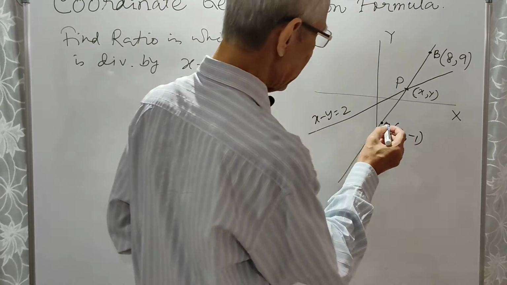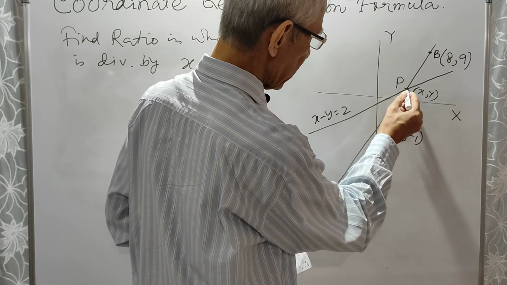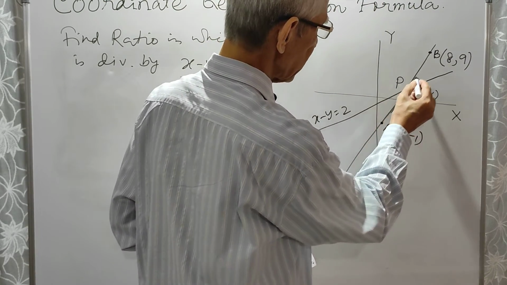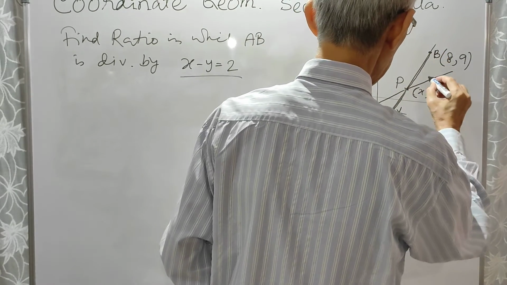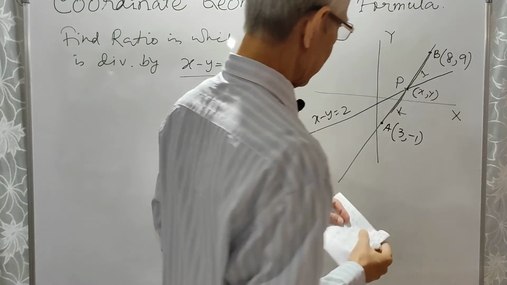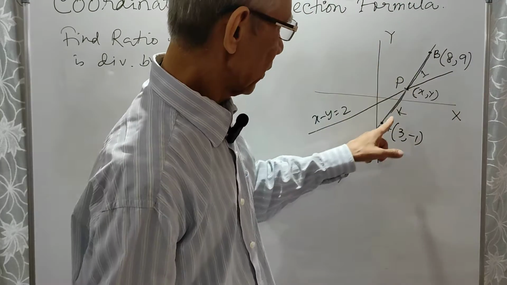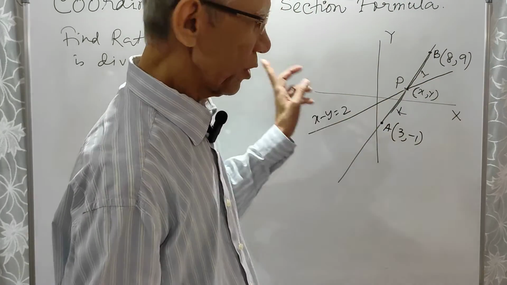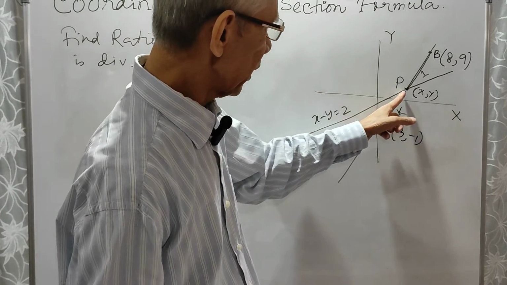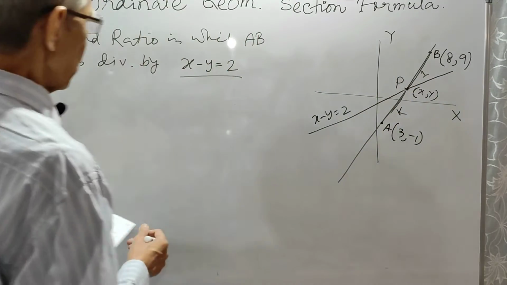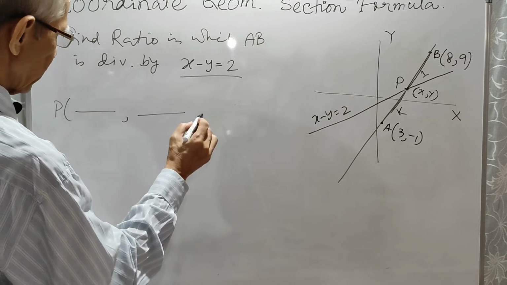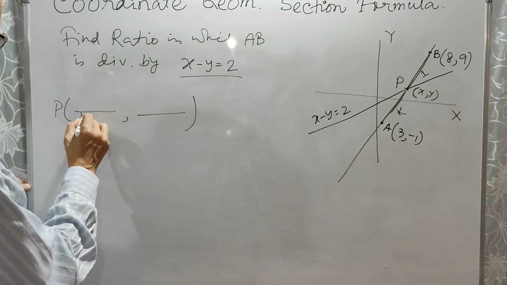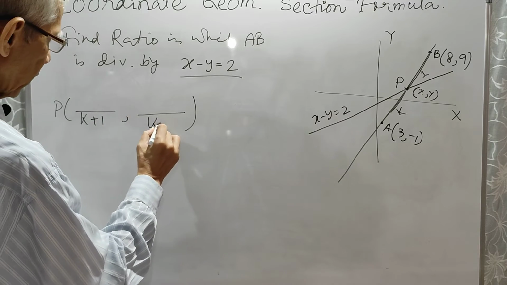So you see now, this is the first part AP, and this is the second part BP. So we'll assume k is to 1. This part k, this part 1. So let the ratio be k is to 1. So now P equal to what? P equal to, as the rule says, k plus 1, k plus 1.